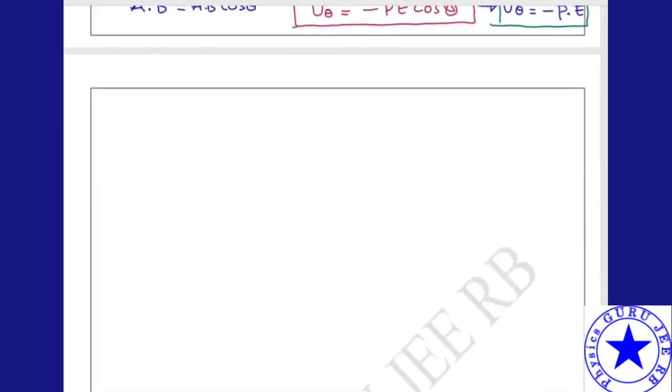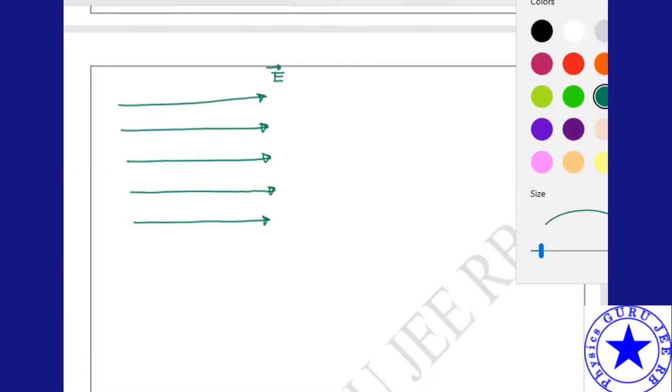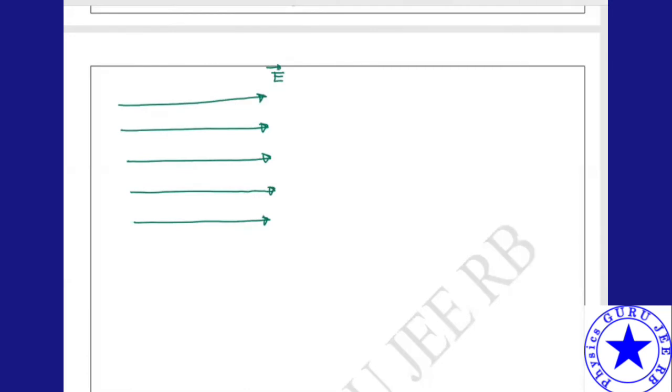So what is the knowledge that we have till now? Let me take a uniform electric field. When I take a uniform electric field, first I took the uniform electric field, then I'm going to take a dipole, which is nothing but a negative and a positive charge. One dipole I took.